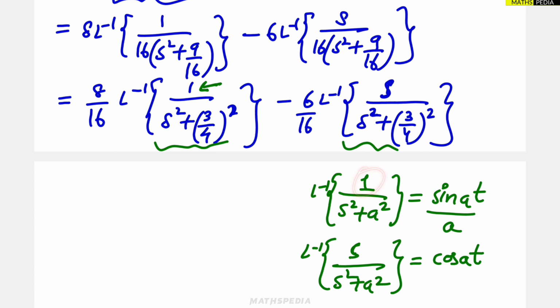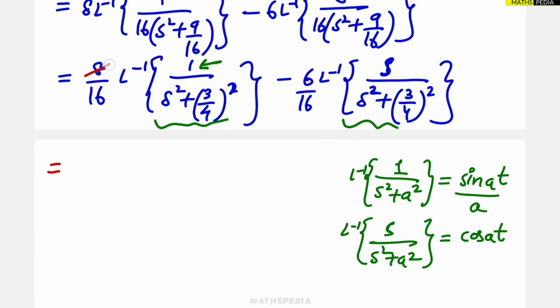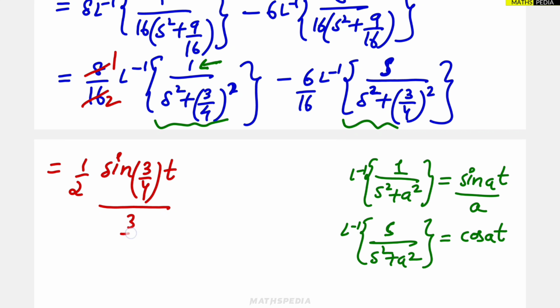Only thing is that in Laplace inverse, most of the problems will be getting 1 divided by s square plus a square. The a term won't be there. So you have to consider it as sin at by a. So cancel this thing. So 1's are, 2's are. So what is left out? 1 by 2 is left out. Okay. This formula is nothing but sin at, right? So the a value is 3 by 4, t divided by a, which is 3 by 4, right?